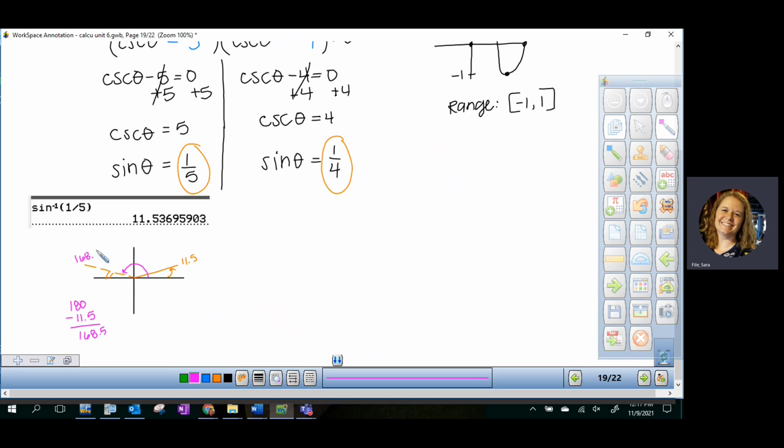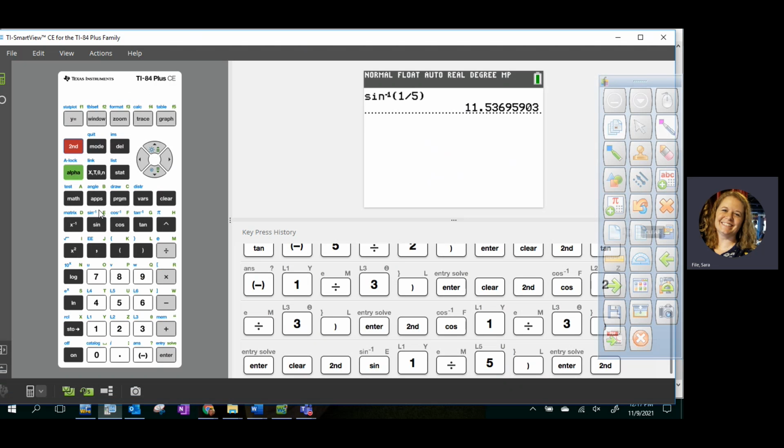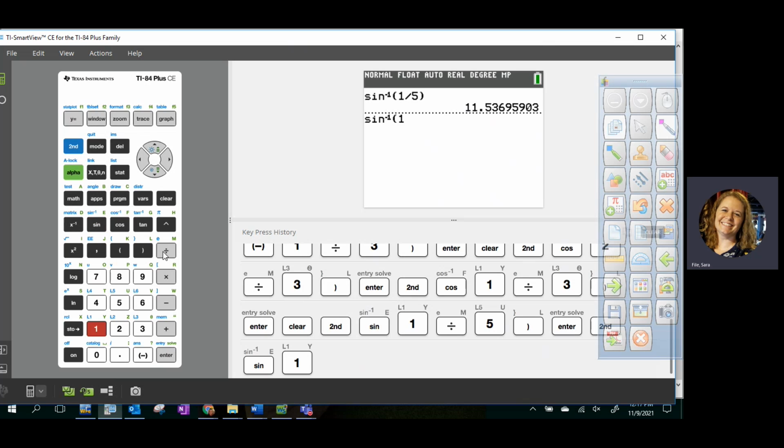There you go. So those are the two angle measures where sine of this number of degrees is 1/5. Those are the two solutions for this factor. And then we'd have to do the same thing for 1/4. We'd do inverse sine of 1/4.